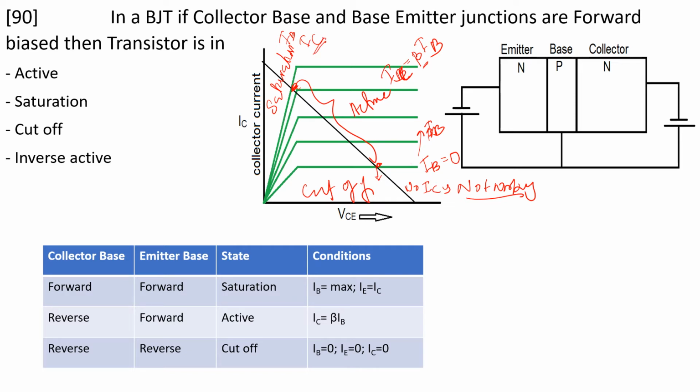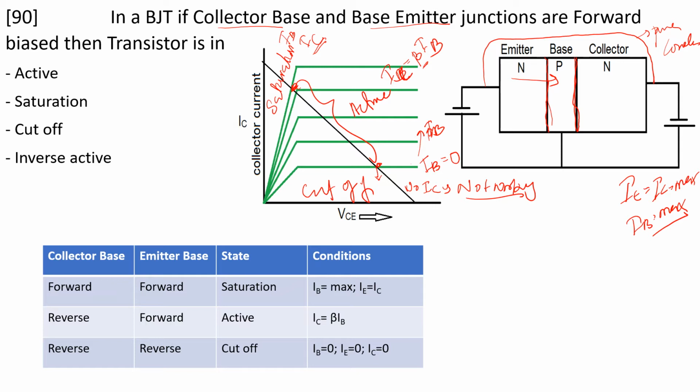Now coming to the question, both collector base and base emitter regions are forward. Since both the junctions are forward, literally you don't have any potential barrier here. The potential barrier is negligibly 0. When there is no potential between these two, it acts as a pure conductor. Pure conductor means whatever current is emitted by the emitter region, it automatically gets into IC. So IE equal to IC equal to maximum, and IB is also maximum.